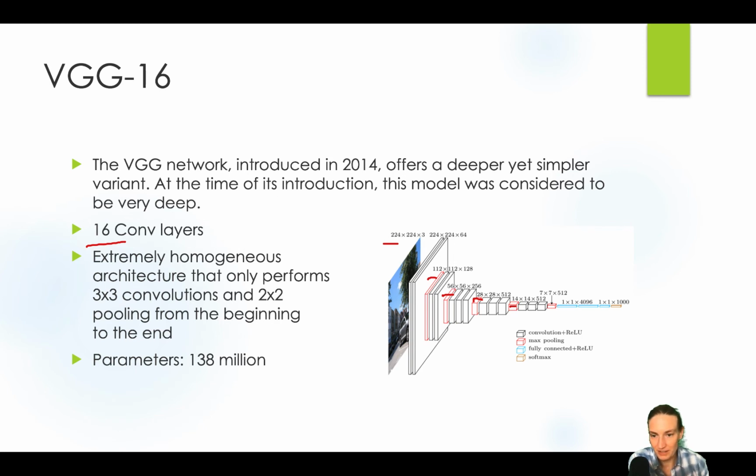It uses 2x2 pooling from the beginning to the end, so at each layer, and it results in 138 million parameters. Okay, so it's about 2-3 times as much as the previous one. Again, performs a lot better on the ImageNet competition.